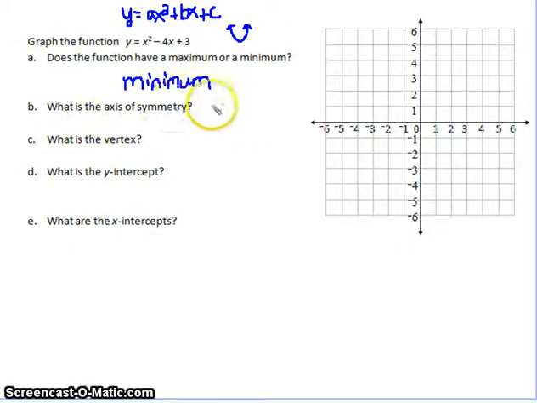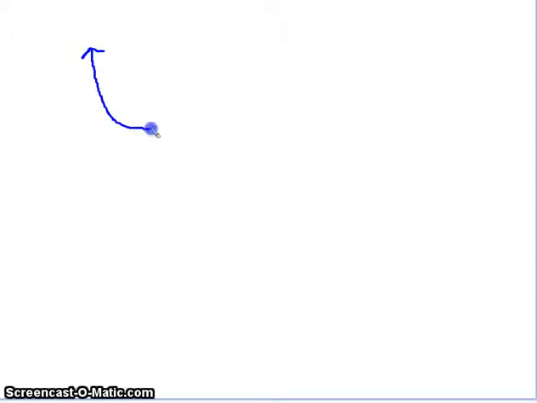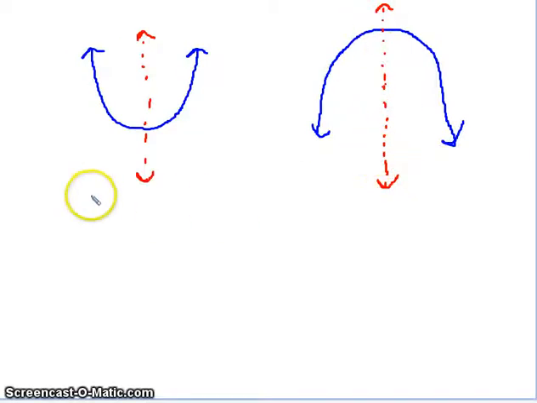Now, the next question here says, what is the axis of symmetry? If you remember, we talked about our parabola. Here we have a parabola, and all of our parabolas are symmetrical. Every single one of the parabolas that we graph is going to be symmetrical about a line. And that line that goes right down the middle, and I know that I am not a fabulous artist, is our axis of symmetry.